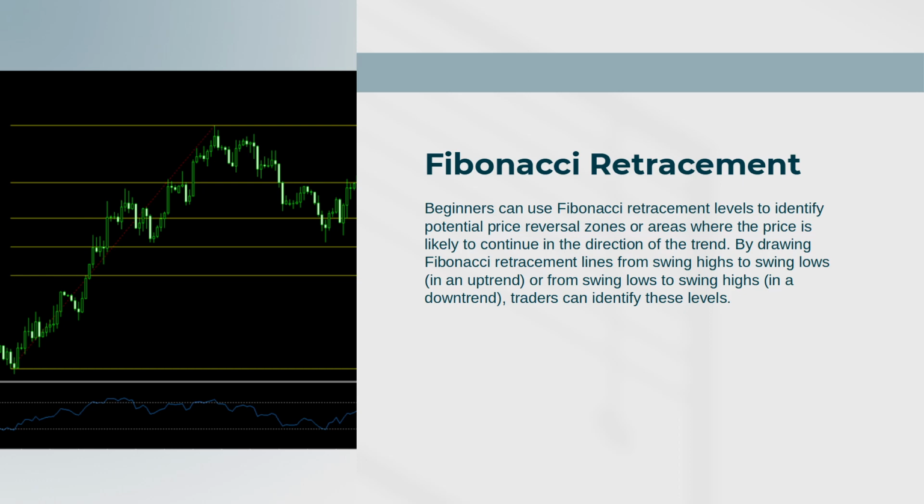Beginners can use Fibonacci retracement levels to identify potential price reversal zones or areas where the price is likely to continue in the direction of the trend. By drawing Fibonacci retracement lines from swing highs to swing lows in an uptrend or from swing lows to swing highs in a downtrend, traders can identify these levels.